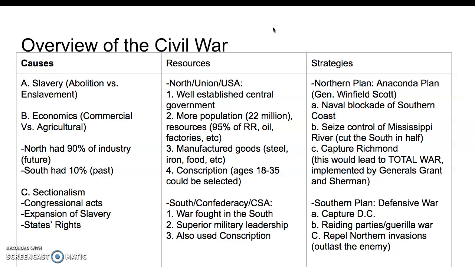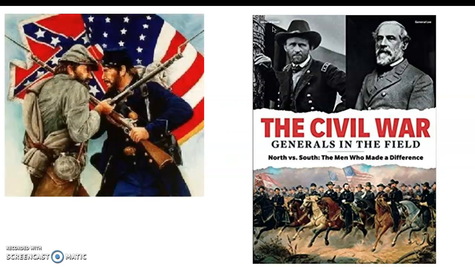The Southern Plan was a defensive war. They knew they couldn't win a straight-up fight, kind of like the American rebels in the American Revolution. Capture Washington, D.C., not that far. You're going to have smaller raiding parties, guerrilla warfare, and what they wanted to do was just repel the numerous northern invasions, outlast the enemy, make the North want to stop fighting, just want to give up, that it's not worth losing that many men or resources to win. And eventually, they thought the North would quit, and they came close.